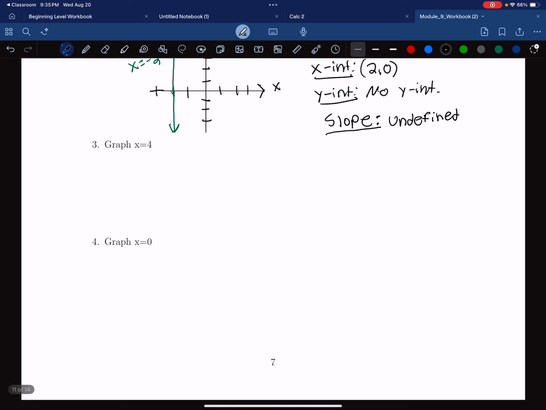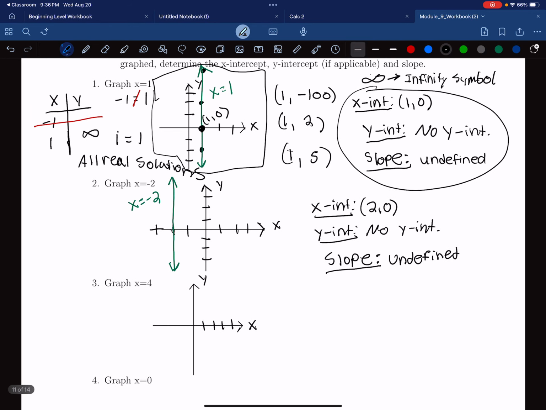Okay. So for examples 3 and 4, I encourage you to pause the video and try these on your own before we work through them. And now let's work through it together. So graph x equals 4. We're going to start off by graphing the xy plane. And assuming you have given it a go, let's work through it.